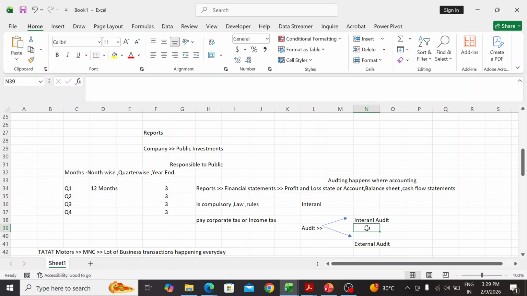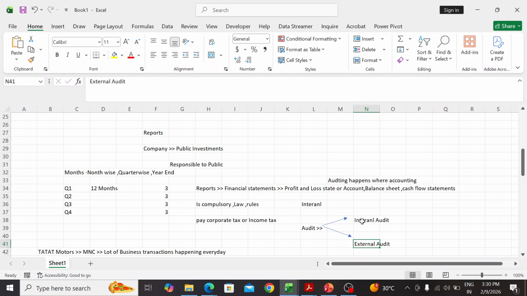Internal audit means we will deploy the people, or we will use the employees, auditors of our company, and we will do the check. We will do the verification of all books of accounts before going to submit for external audit. So it means verifying the profit and loss account statements, balance sheet, cash flow statements, or any other books of accounts before submitting to the external audit. It is not mandatory. Internal audit is not mandatory, but external audit is mandatory.